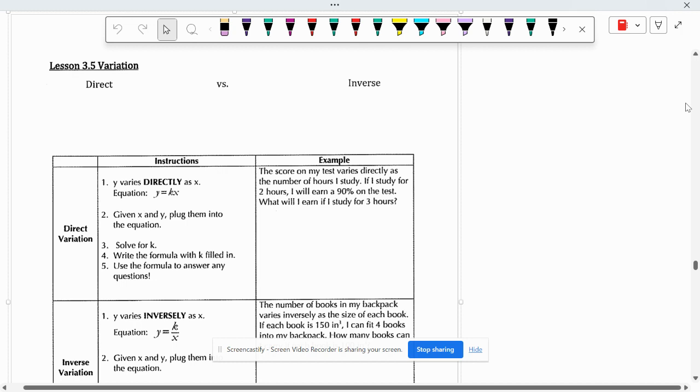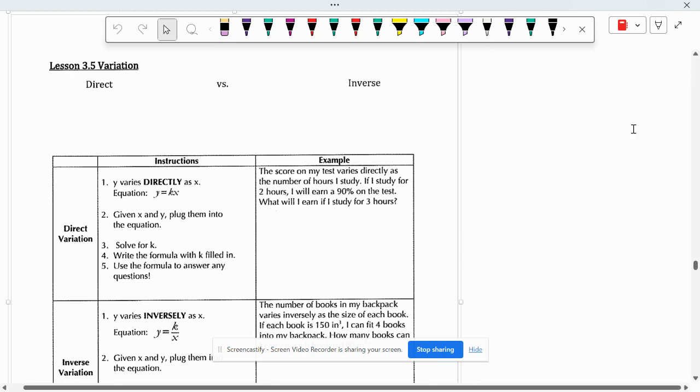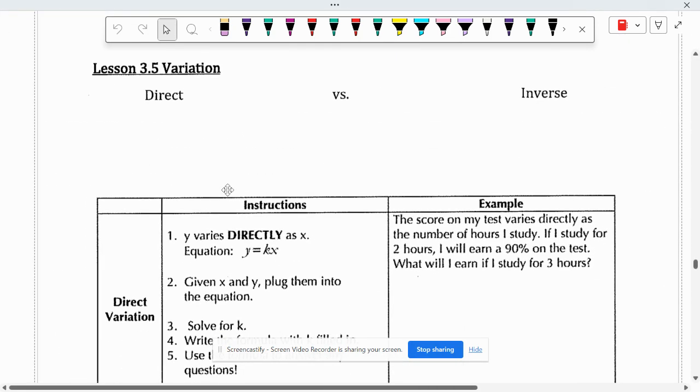All right. So we're talking about variation. We're going to talk about direct variation and inverse variation. We say something varies directly or something varies inversely. So let's talk about what direct variation really means.